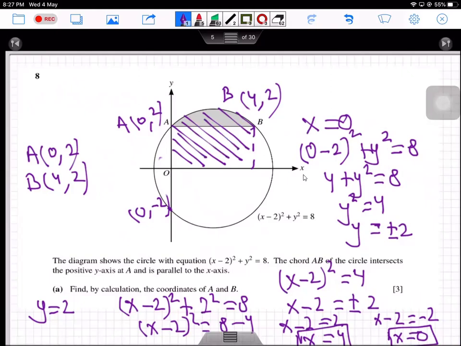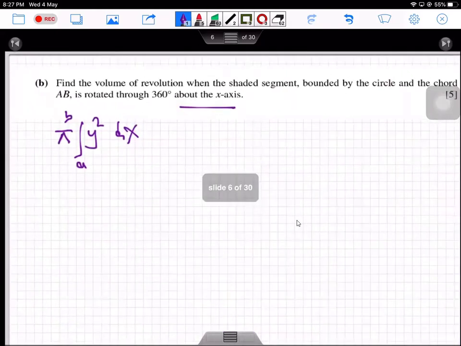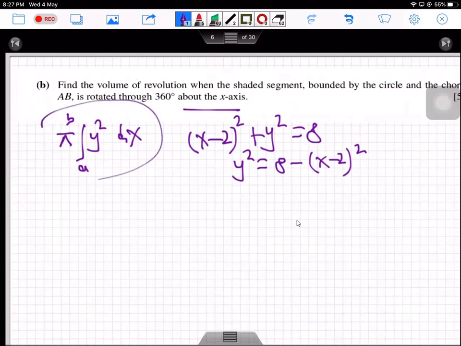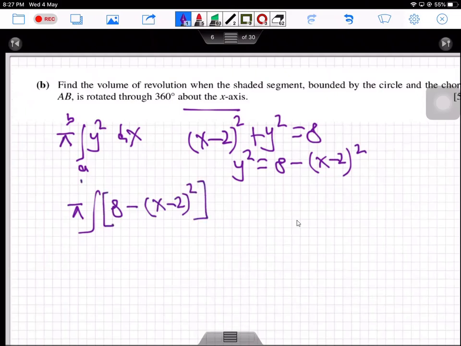For that purpose, I need to use the equation of the circle in which I have to make y square the subject. The equation of the circle is (x minus 2) whole square plus y square equals 8. Therefore, y square is equal to 8 minus (x minus 2) whole square. So we need to just integrate it, putting it into this formula with upper limit 4 and lower limit 0. So integrating 8 minus (x minus 2) whole square, upper limit 4 and lower limit 0, with respect to x.